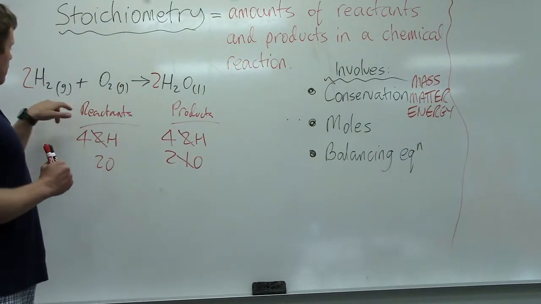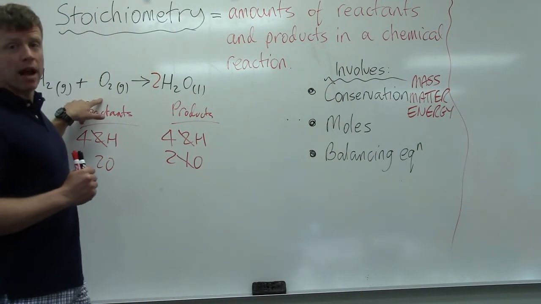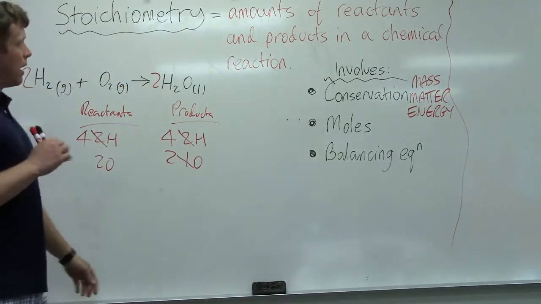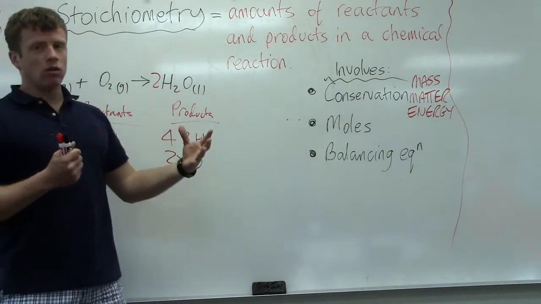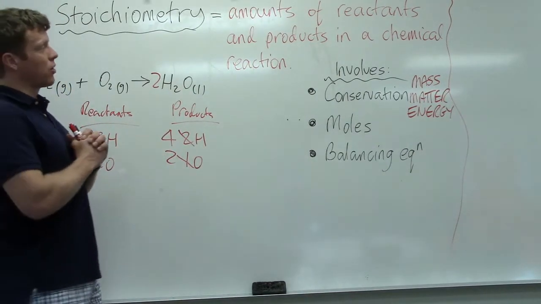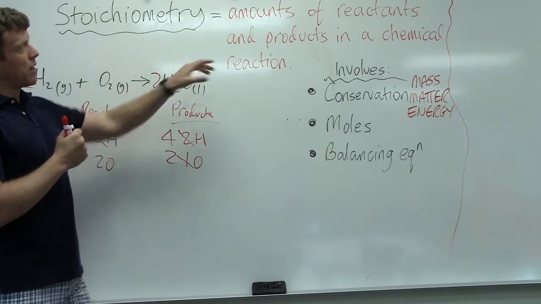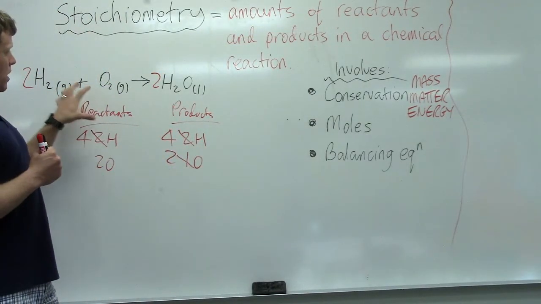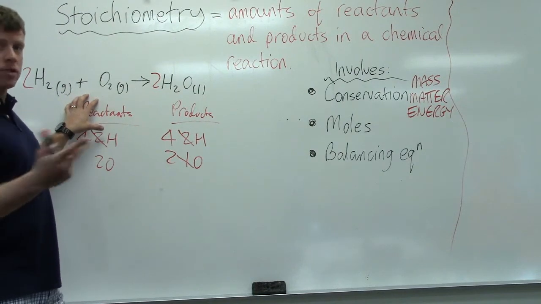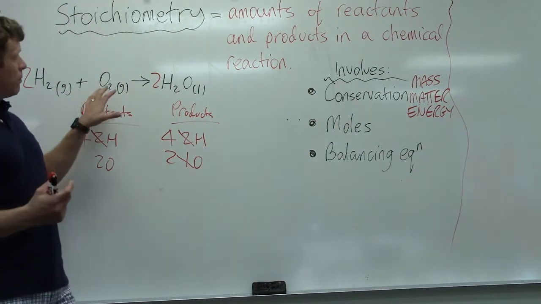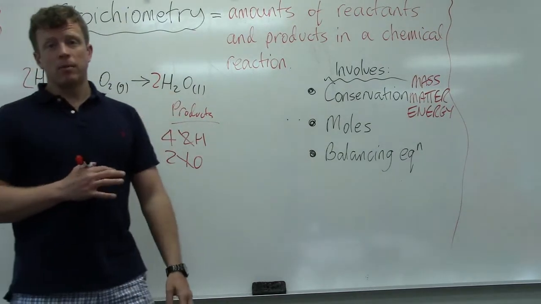If I start with 100 grams of reactants, then I must end up with 100 grams of product. And once you know that law, that's stoichiometry. That's the big idea behind stoichiometry. We're really looking at the amounts or the quantities of reactants and products. So whatever you start with, if it's 100 grams, 2 pounds, 1,000 kilos, you end up with the same amount as a product.